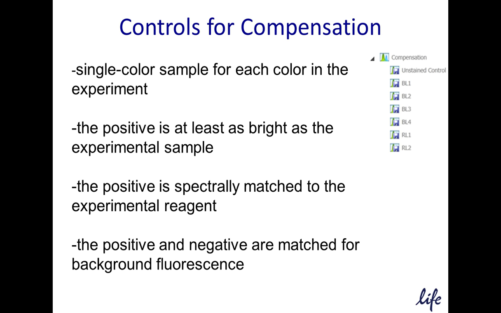So a summary for controls used in compensation: a single color sample for each color in the experiment is used, in which the positive is at least as bright as the experimental samples. The positive needs to be spectrally matched to the experimental reagent, and ideally the same reagent, and in the case of the tandem dye, the same lot of tandem. And the positive and negative, or you could use a less bright instead of a negative, are matched for fluorescence, background, or autofluorescence.